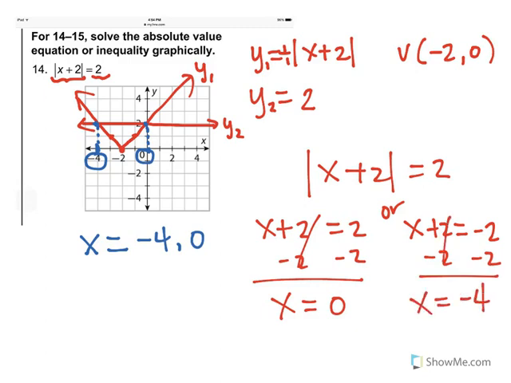So either way, the two answers are the same, solving it graphically or using algebra. So those are the answers.